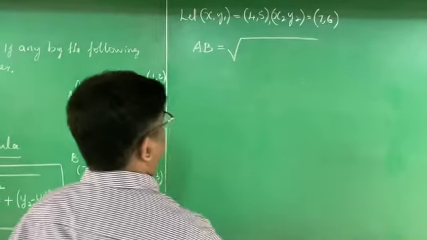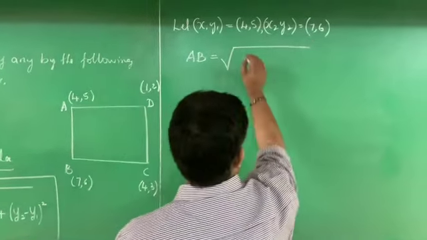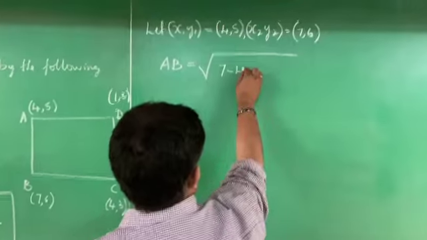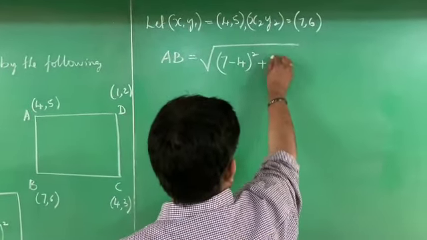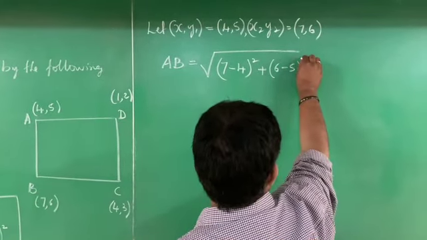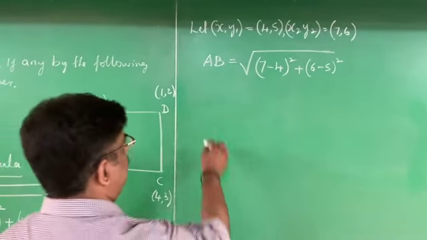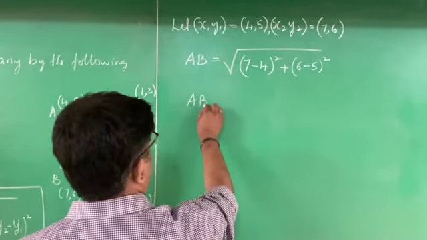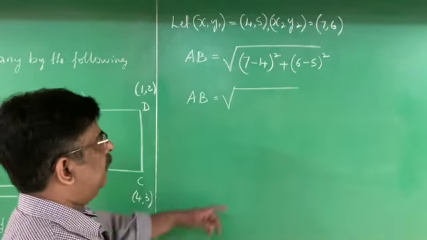Distance formula applied. All positives save. X2 minus X1, 7 minus 4, whole square, plus 6 minus 5 whole square. Easy concept. AB is equal to square root of, now use your mathematical skill.